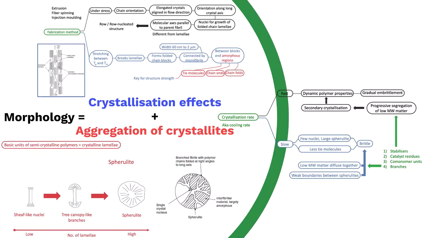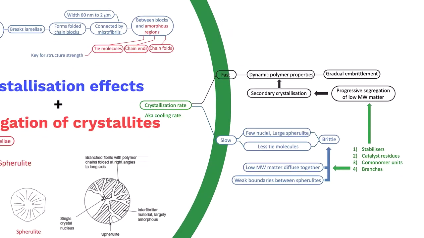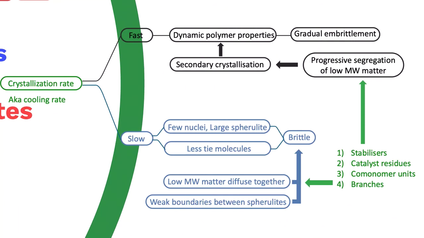And these are basic units of semi-crystalline polymers. Now, the morphology depends heavily on the crystallization rate as well, which is the cooling rate. If you have a fast cooling rate, your polymer will have dynamic properties. For example, if I freeze polymer chains in position, there's free volume in between the polymer chains, and this free volume will start to be reduced over time, and you will have gradual embrittlement.